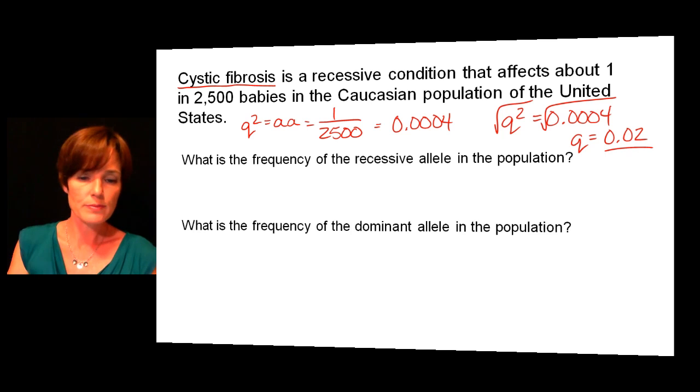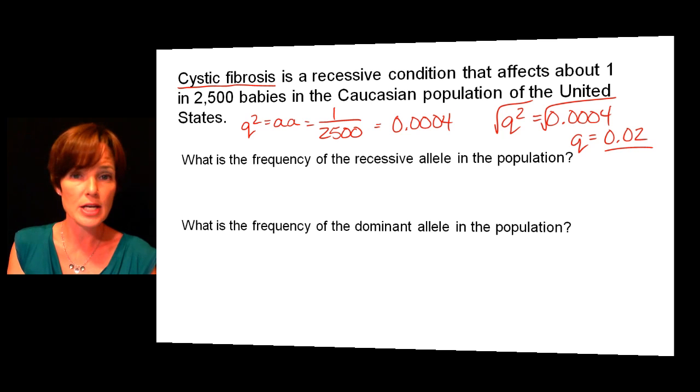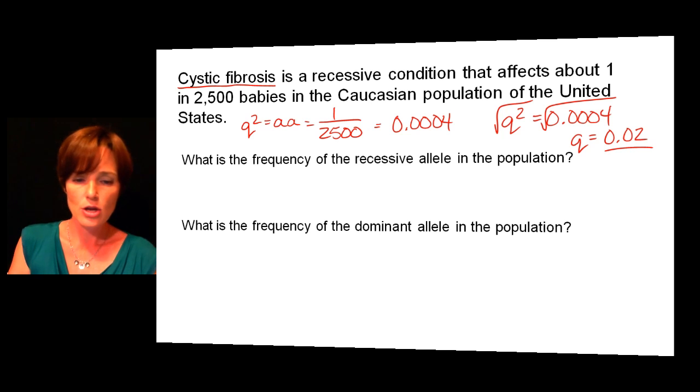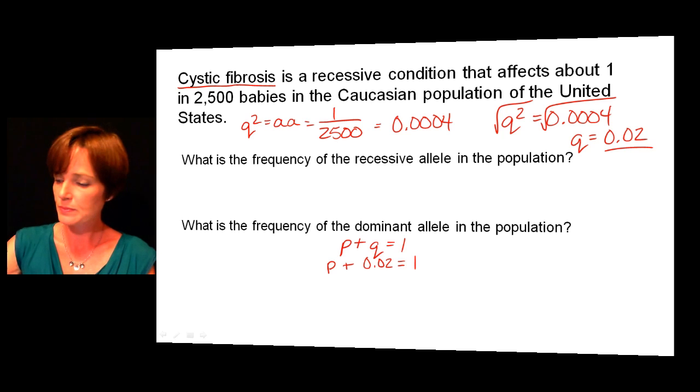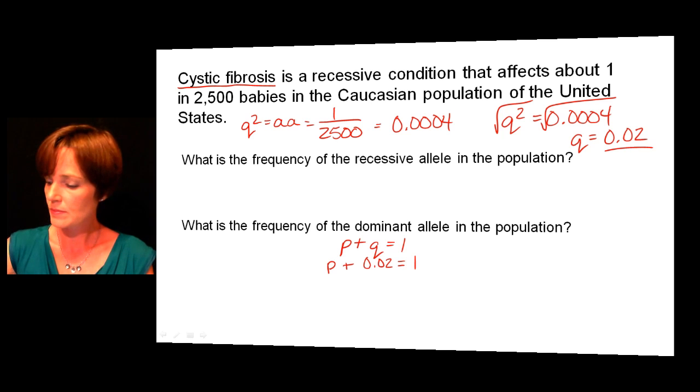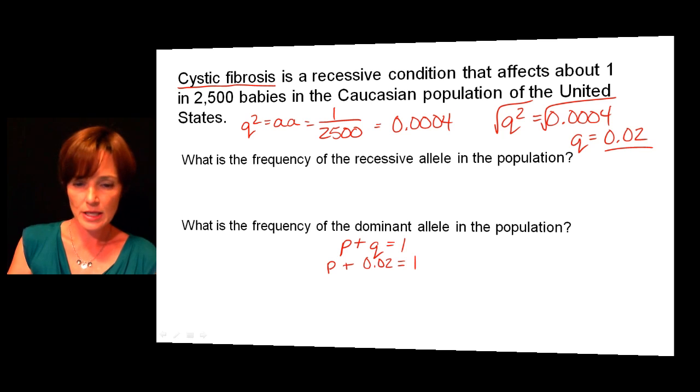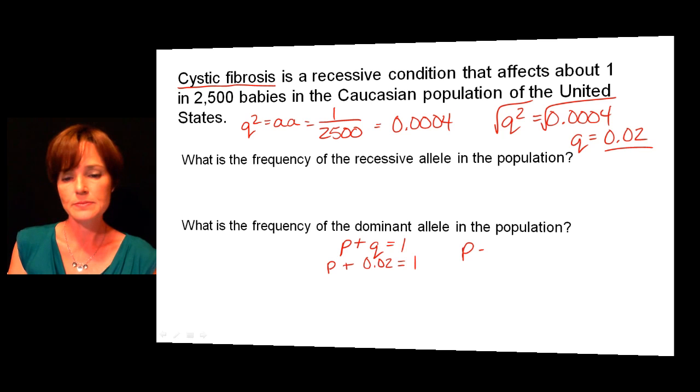The next question is, what is the frequency of the dominant allele in the population? Well, keep in mind that p plus q equals 1. So if p plus q equals 1, all we have to do is plug in q here. So we know what q is, and we can solve for p. So p is going to equal 0.98.